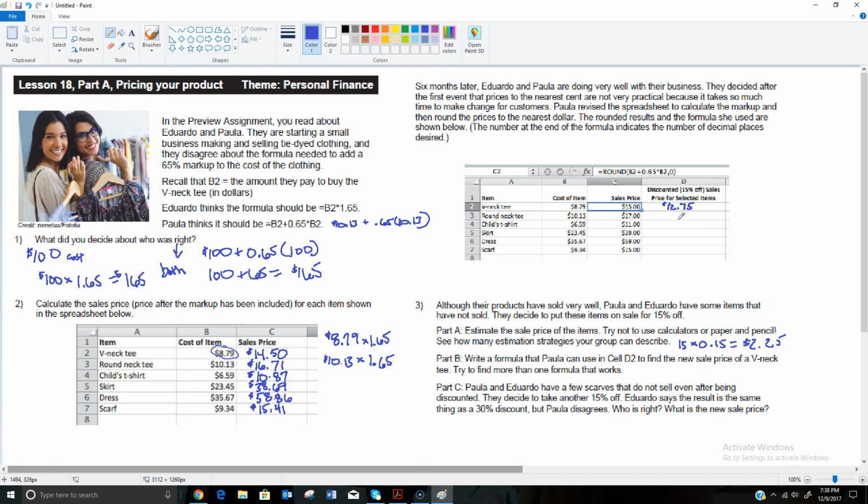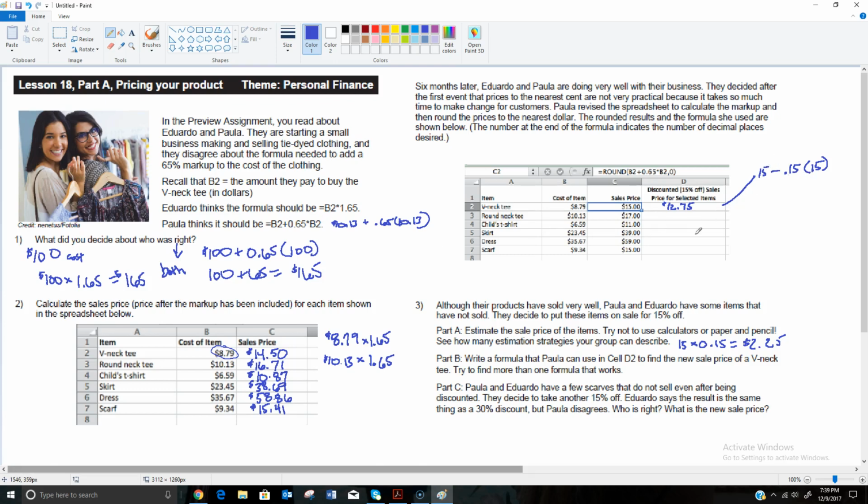However, there's more than one formula that works. I said take $15 times 0.15 and then subtract it from 15. So I did 15 minus 15% of 15. Ooh, too many 15s in there. That's how I got that. But that's basically the same as what Paula did up here with the plus. Start with the original and then add on what you want to mark up. Here we started with the original, subtract it off.